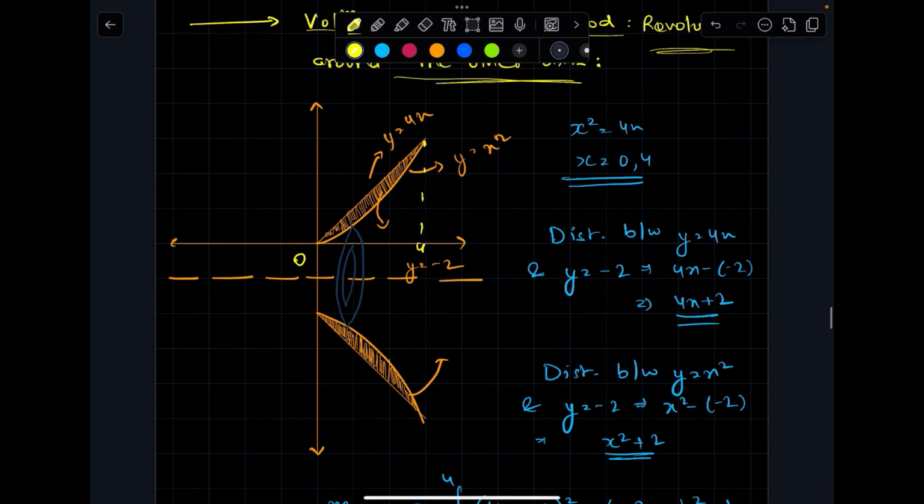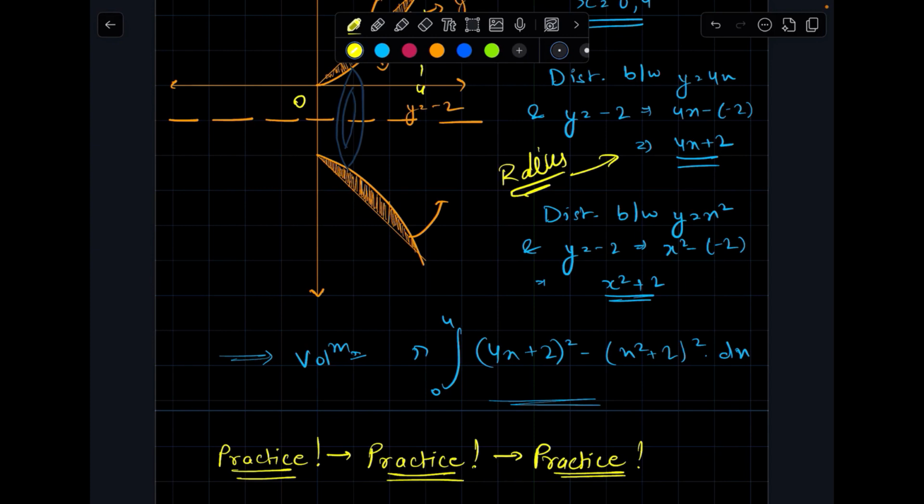And now we need to find the distance. We need to find r, basically. So we are going to subtract: 4x minus minus 2, which is 4x plus 2, and x squared minus minus 2, which is x squared plus 2. This is the same way we found the radius in the last disk method. We are basically doing that again, finding the radius, but for every individual function this time. Then we'll input this into the formula and we'll get our answer if you calculate it further.